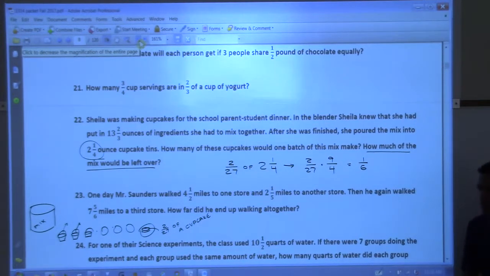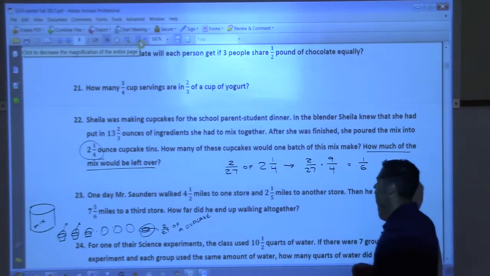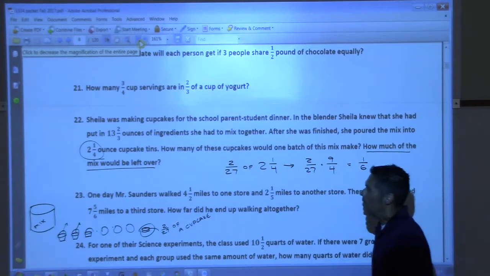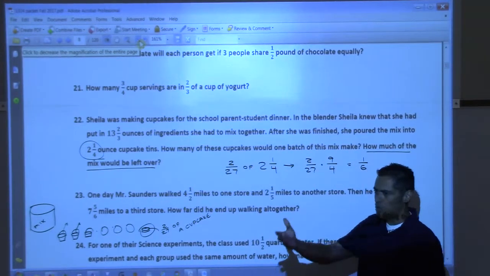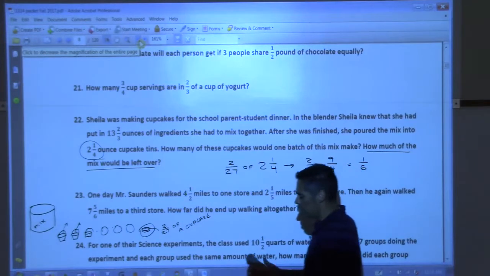Does the answer key say ounce in there? Yes. Okay. That's a good question to ask, because there's a little bit going on in there.